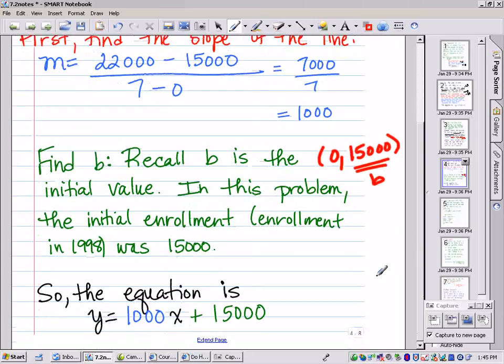And so we could get our equation just by plugging in the value of the slope that we found and the y-intercept value, which was 15,000. So y is equal to 1,000x plus 15,000.